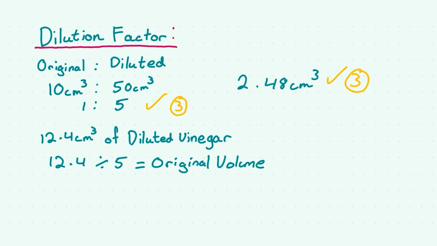Your marking for this question, you'll receive 3 marks for stating that 2.48 centimeters cubed of the original vinegar is required to neutralize the volume of sodium hydroxide. And you'll also receive 3 marks for implying or referencing the dilution factor, which in this case is 5. So you receive 6 marks total for this question. And as I said, for these questions, it's the trickiest part to get your head around, but once you get an understanding of it and once you do a few of them, you'll pick it up fairly easily.